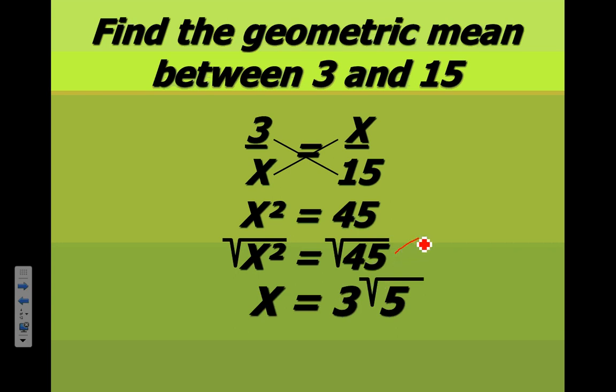Remember that the square root of 45 will be written as the square root of 9 times the square root of 5. And the square root of 9 is 3. And then you have the square root of 5. Okay, and then they show that as the answer. But most times you're going to want to write your answer in radical form.